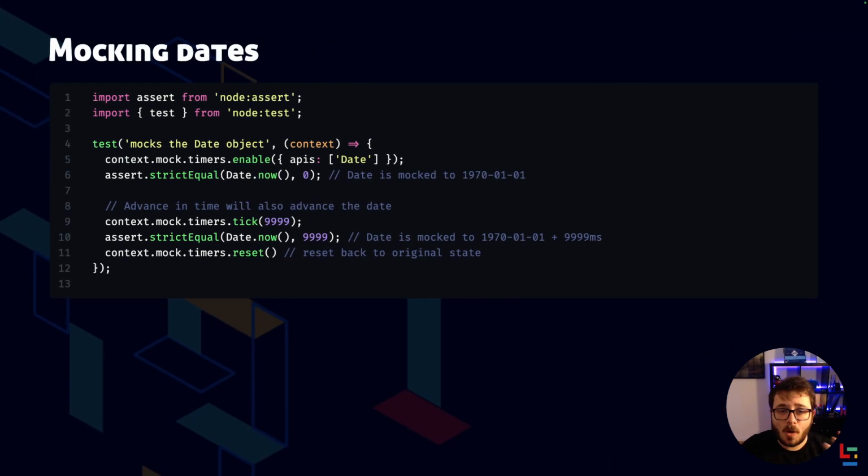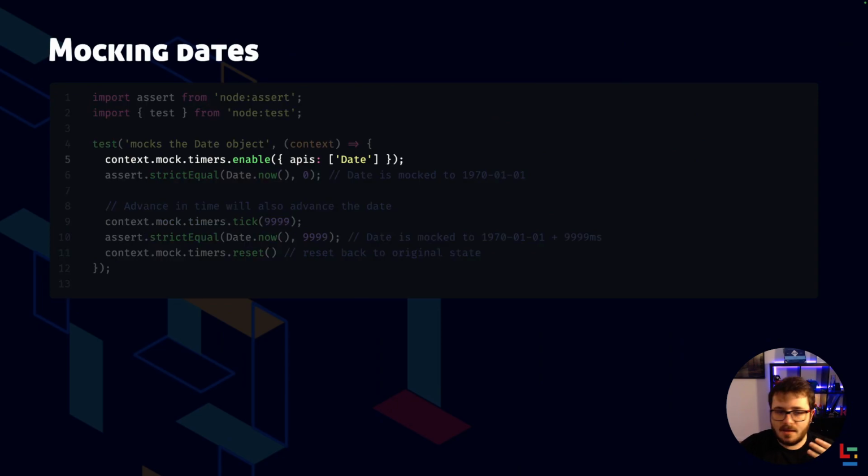This is how you actually mock the dates. It's the same thing. The only thing that you have to change is that instead of enabling the set timeout API, you enable the date API. So when you enable the date API, it's going to replace your date object with a mocked date object that starts at 0, which is the Unix epoch, right? So 1970, 1-0-1. And the idea is that you can just run from there. So basically, you're controlling the time now.